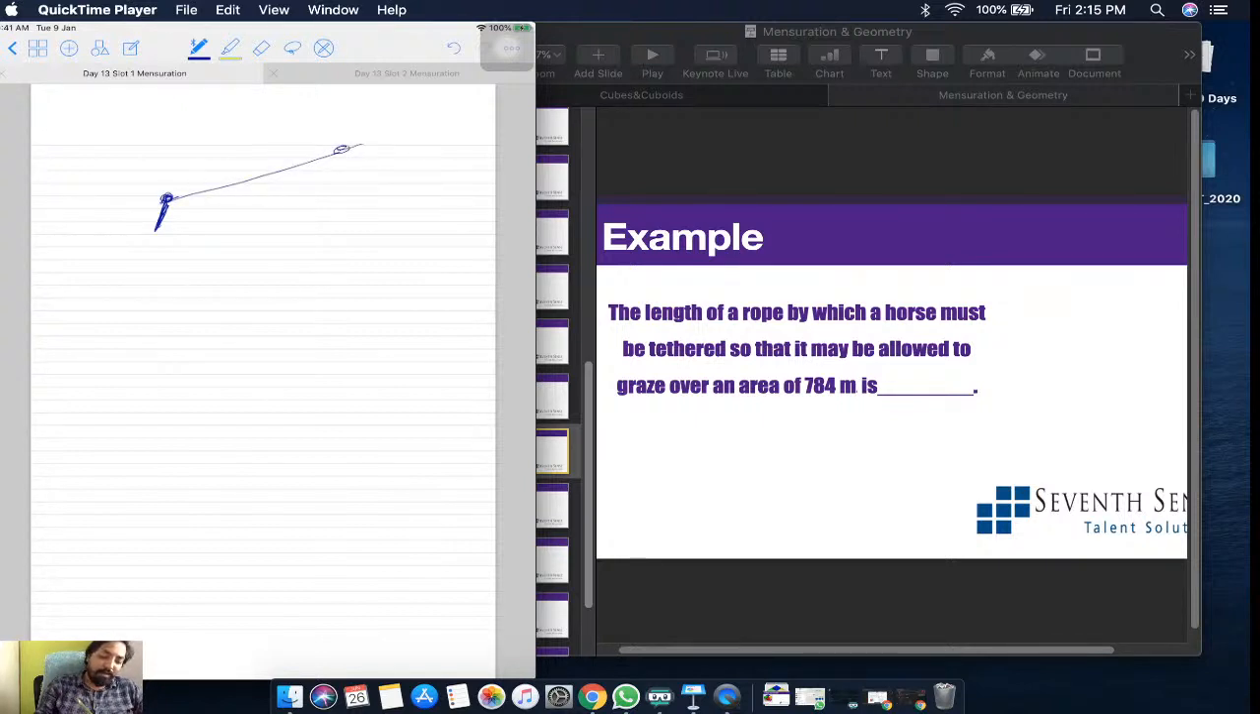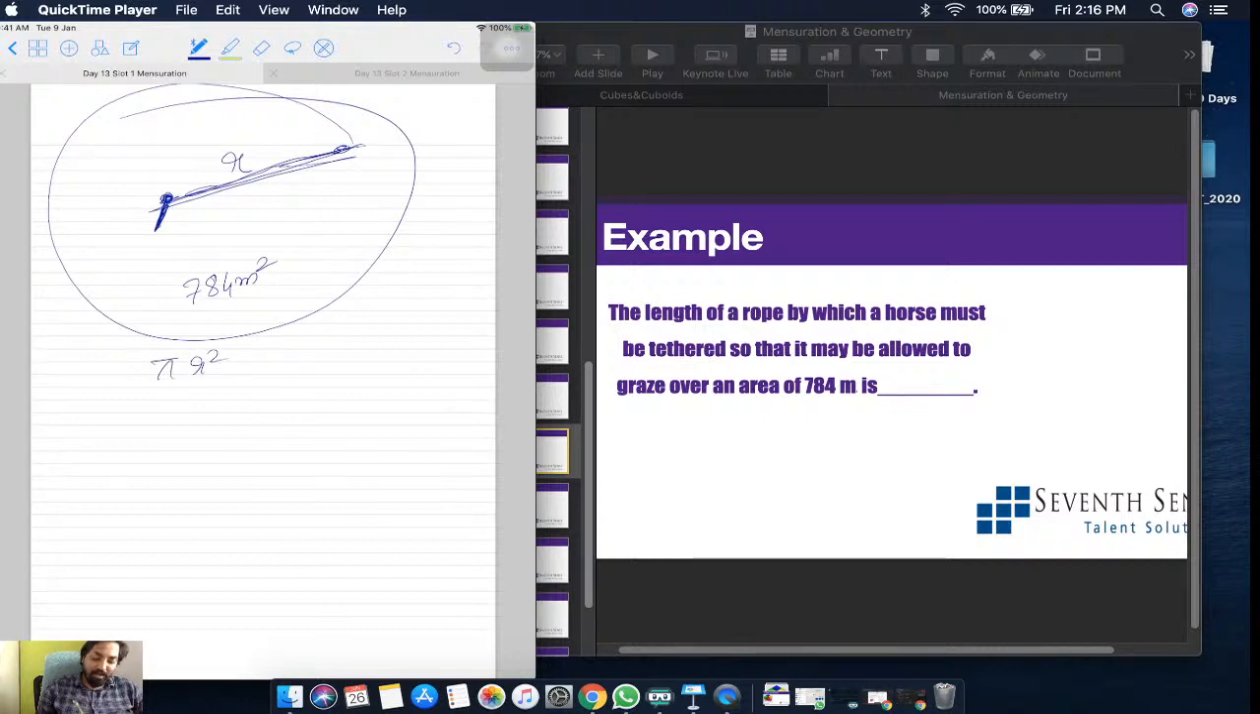If you tie it up and leave it, it can roam around freely in a circle, over an area of 784 meter square. Find the length of the rope. Length of the rope is nothing but r. Pi r square is 784.